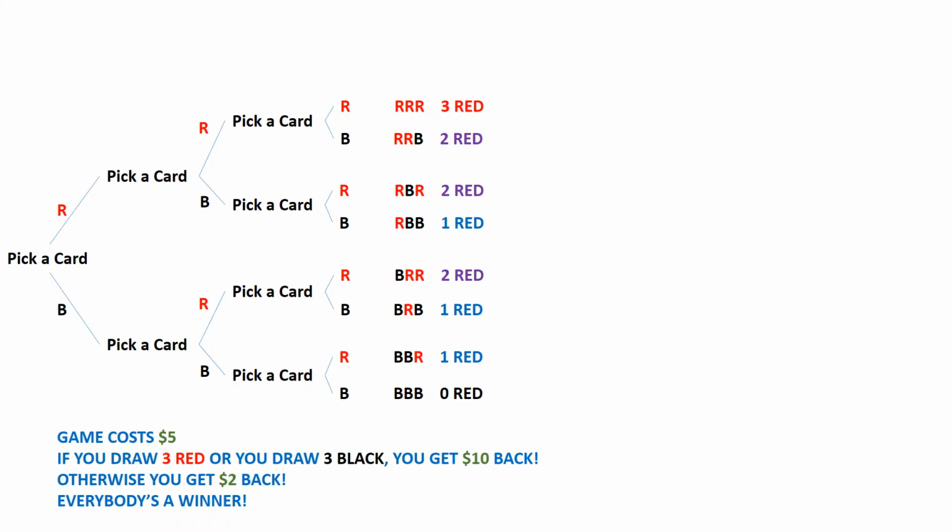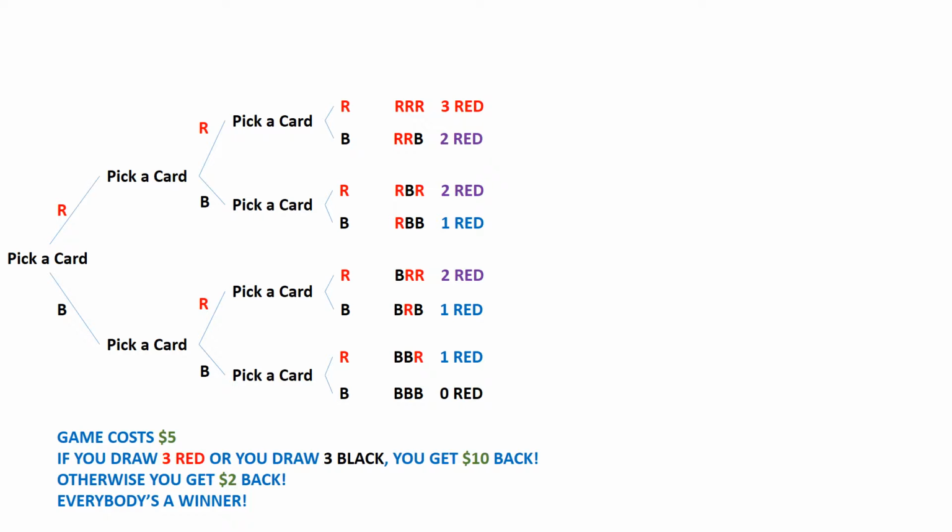Let's analyze a version of this game where the player spends $5 to play and either wins $10 for getting 3 red or 3 black cards in a row, or wins $2 for any other combination. Here you can see the tree diagram with all 8 possible outcomes.